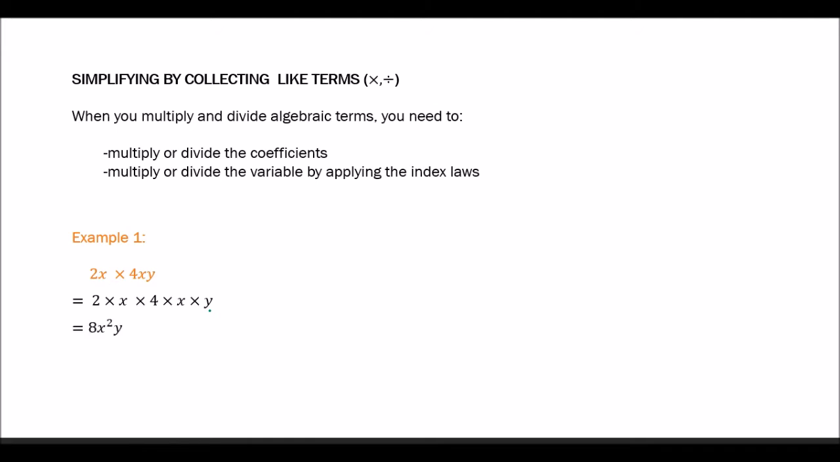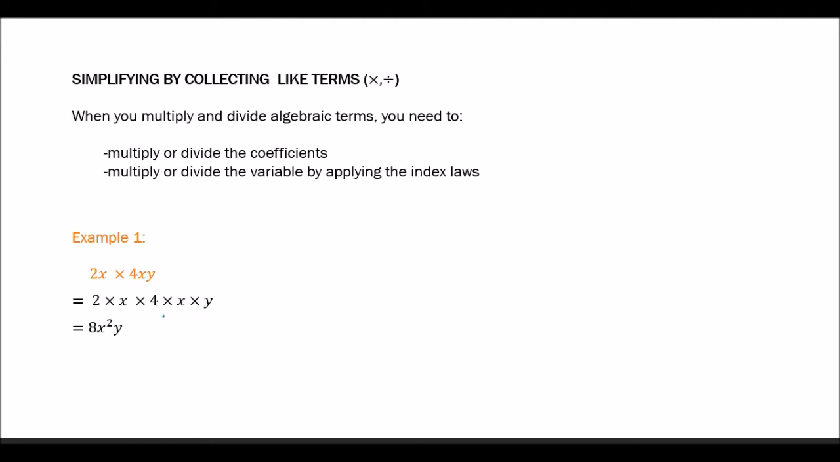Okay, so that means 2 times 4, we get 8. Okay, right there. And then x times x, there's 2 x's there, so it becomes x squared. And y is just by itself. Okay, so there's no more y, just by itself.